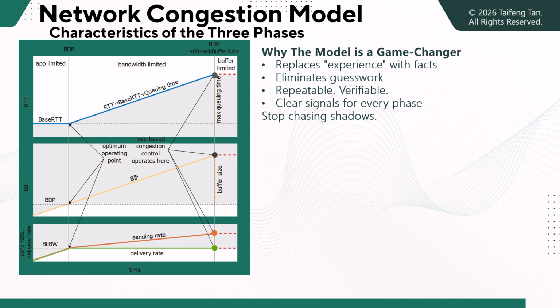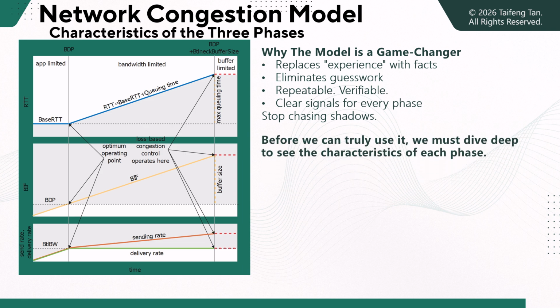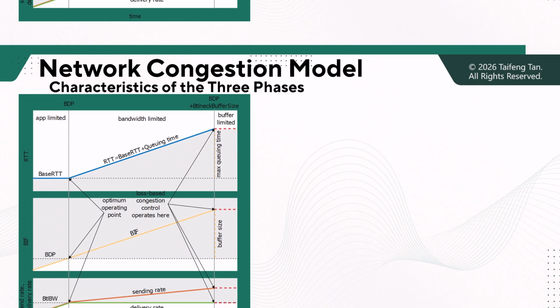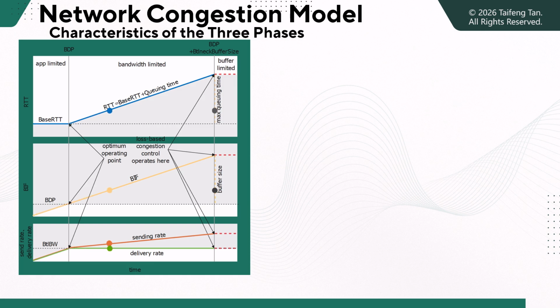Before we can truly use it, we must dive deep to see the characteristics of each phase. Let's walk through that process again, but this time with more precision. First, it hits the bottleneck bandwidth limit. If it keeps sending, the excess data enters the buffer, RTT starts to rise. If it continues, the buffer overflows and packets are dropped. There is a critical point in this process.